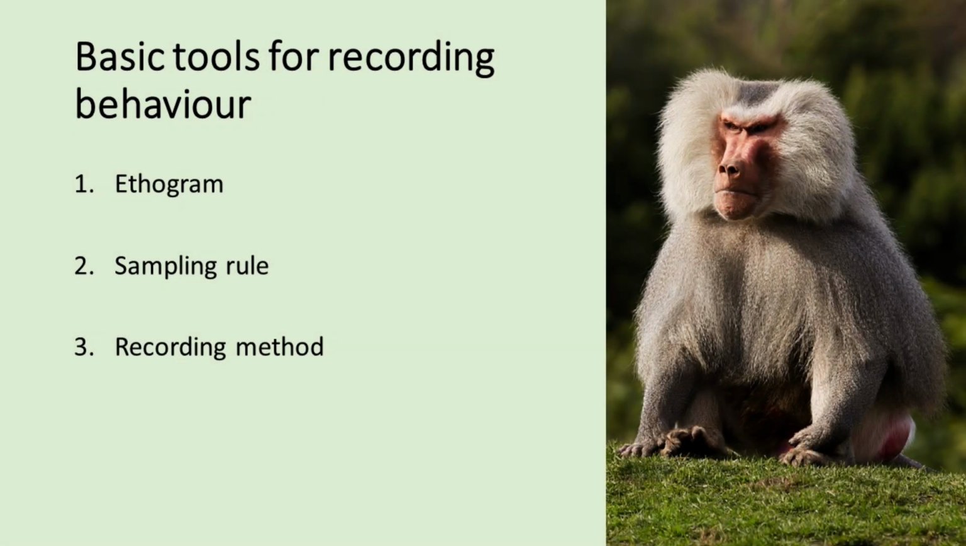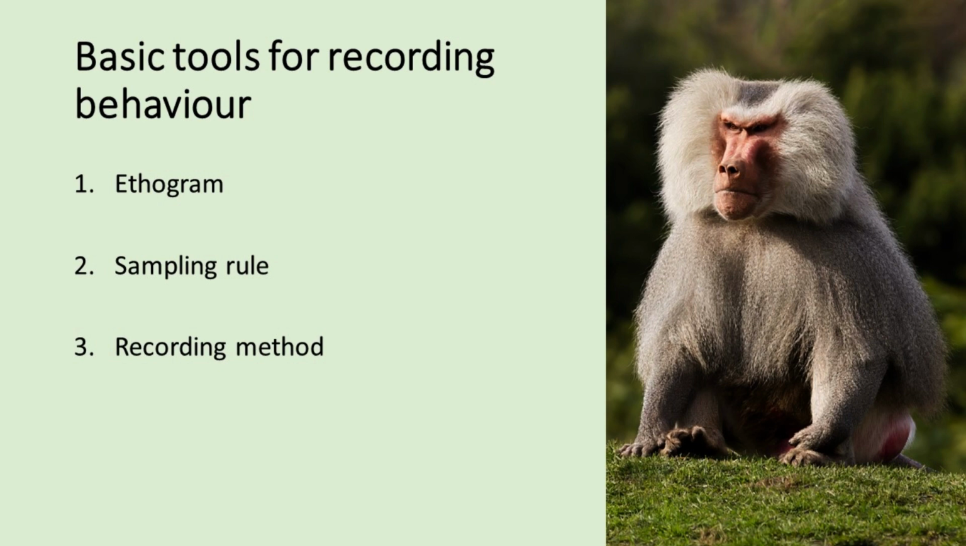So all behaviour projects require three basic things: an ethogram, which is the list and description of behaviour that you wish to observe, and you create this list before you start; a sampling rule, which tells you about the population of animals you are going to observe, the species, the number, and how you are going to measure their behaviour. For example, are you going to measure individual behaviour, or are you going to look at the behaviour of a group? And thirdly, you need a recording technique.